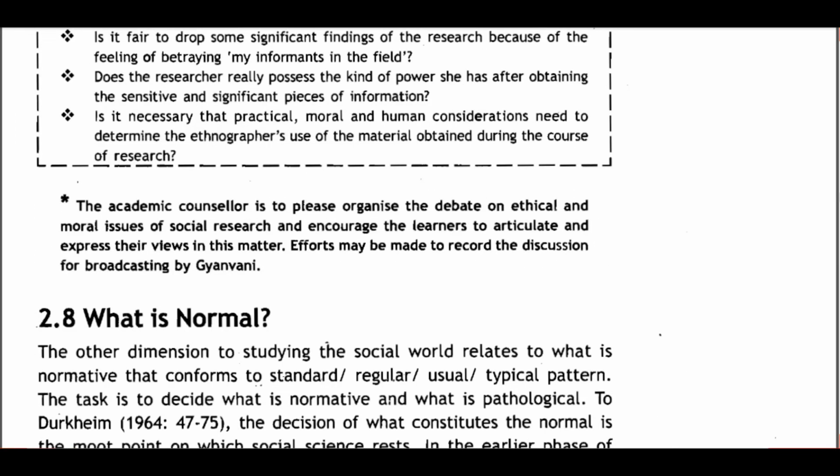Questions. Is it fair to drop some significant findings of research because of the feelings of betrayal among informers in the field? Does the researcher really possess the kind of power she has after obtaining sensitive and significant pieces of information? Is it necessary that practical, moral, human considerations determine the ethnographer's use of material obtained during the course of research? The academic counselor is requested to organize a debate on ethical and moral issues of social research and encourage the learners to articulate and express their views in this matter. Efforts may be made to record the discussions for broadcasting by Gyan Vani.